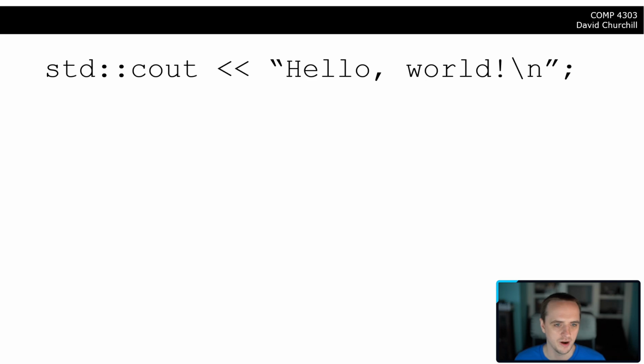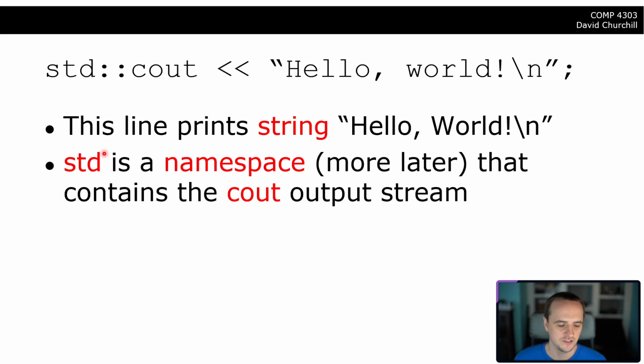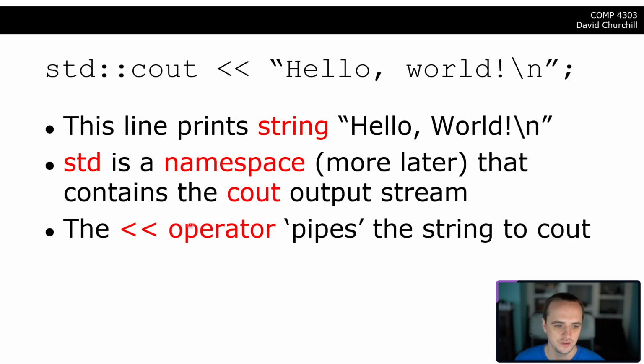The next line in the program is std::cout hello world. All right, so this prints the string hello world with a newline character. So what this means is standard, or std as some people say, I use standard. std is a namespace, and we'll talk about namespaces a bit later. That namespace contains the cout variable, which is an output stream. In C++, a lot of different streams use this operator, the double triangular operator. I call that the pipe operator. And so you can think it takes this string here and pipes it into standard out.